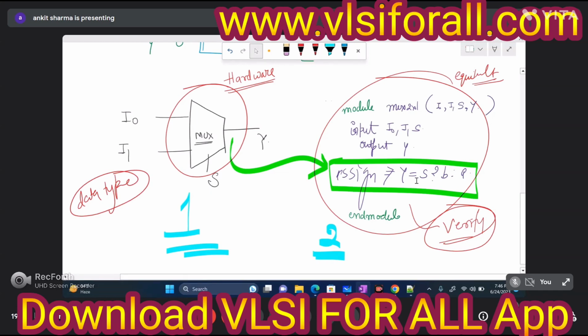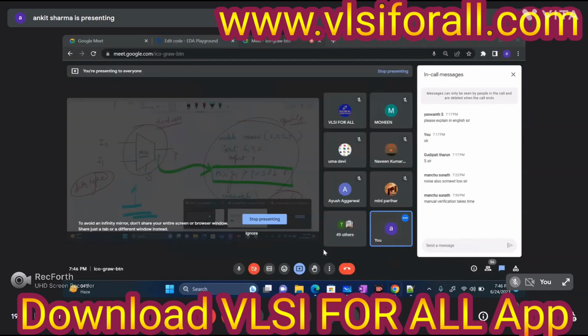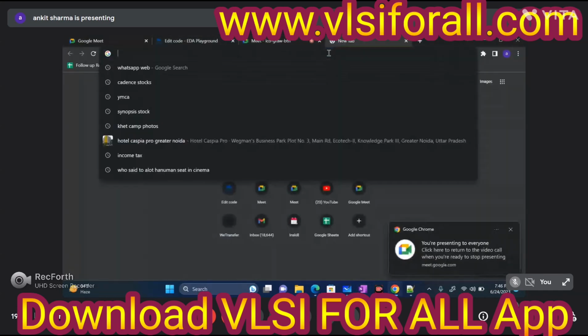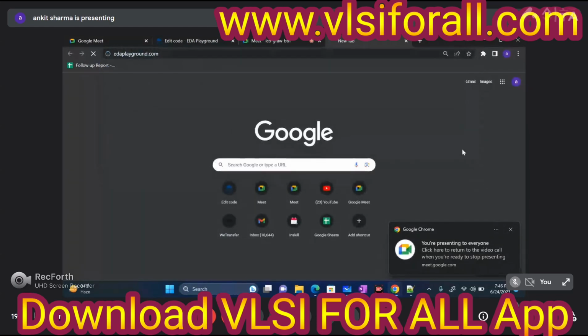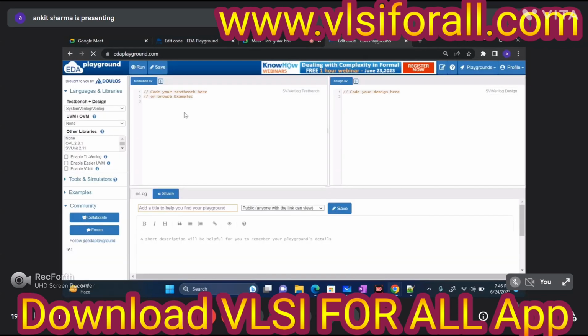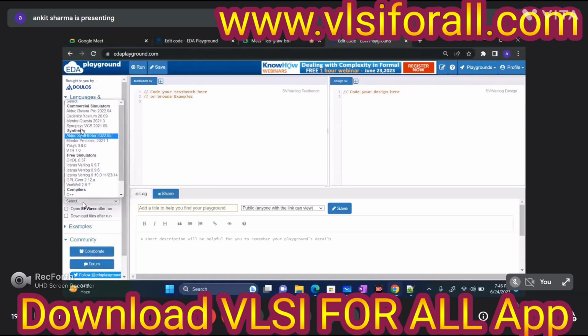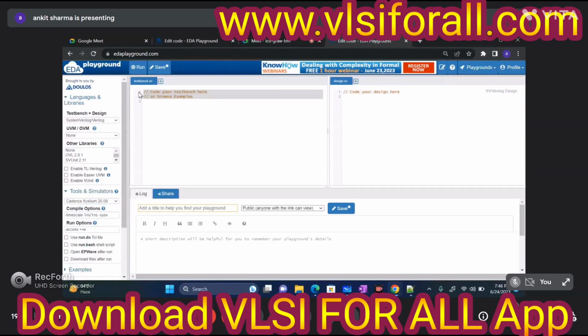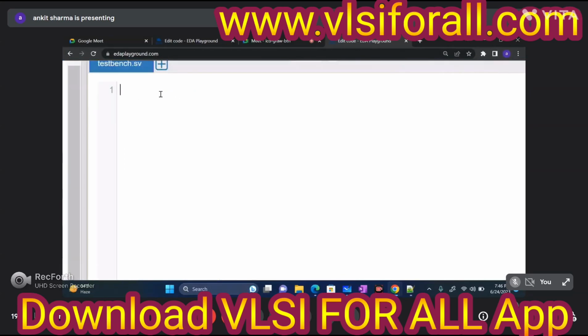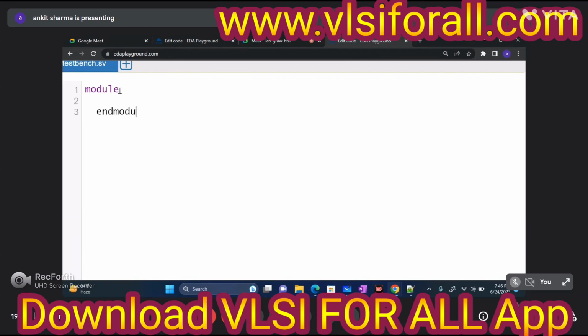So I can show you how we will do the verification of this with the help of a computer. So just see here, I am defining the equivalent of that hardware in the program. Let's suppose this is my design, module and end module.